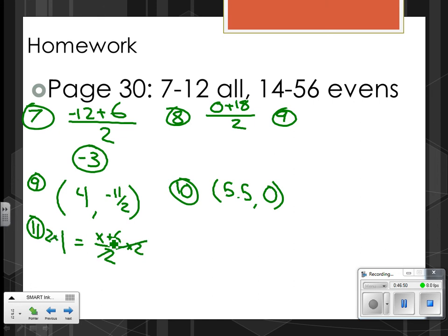On the left side now I've got 2 equals x plus 6. So how do I get x? Minus 6. 2 minus 6 gives me negative 4, so x is negative 4. So there's part of my answer.